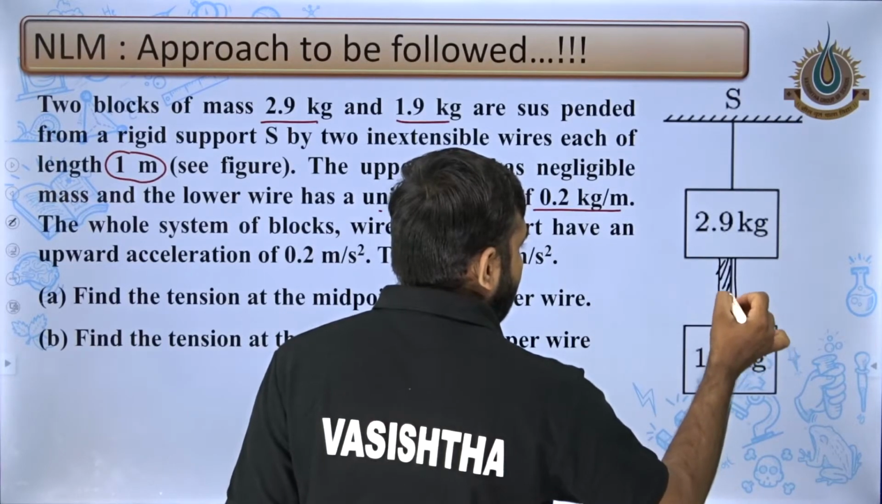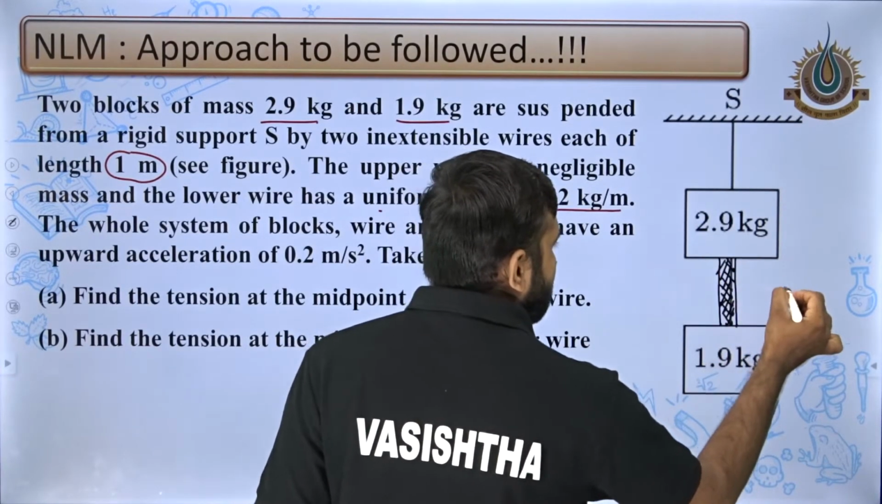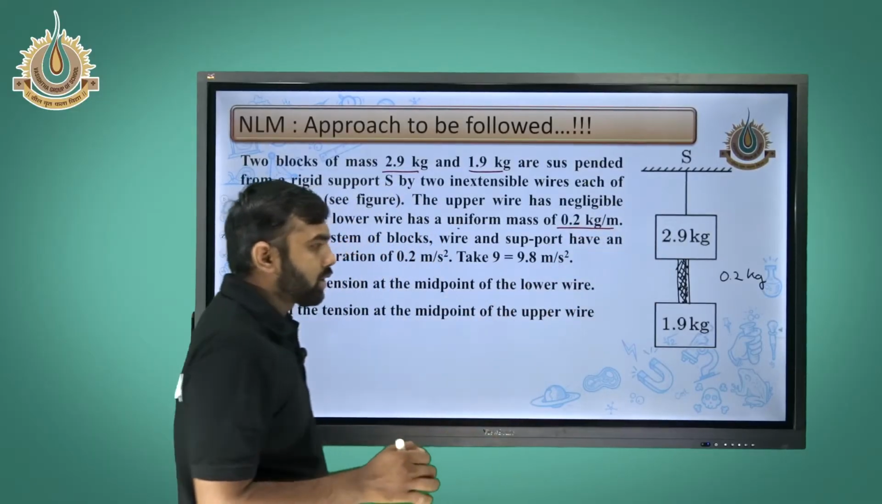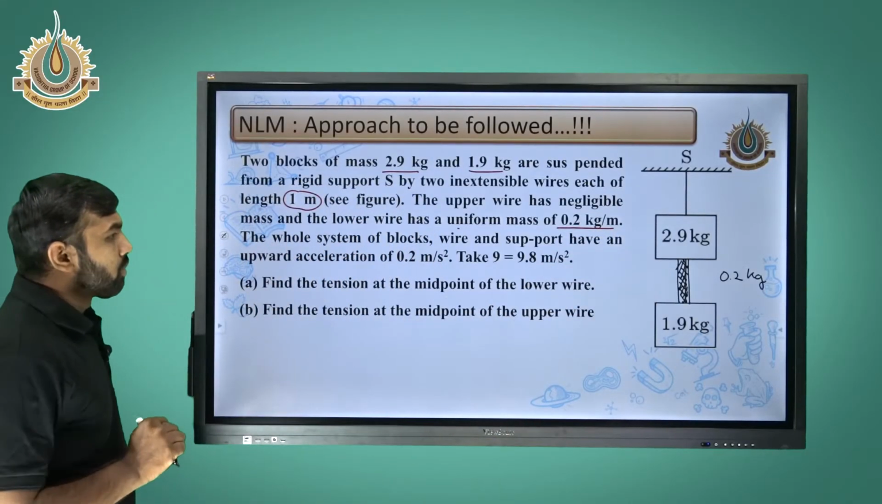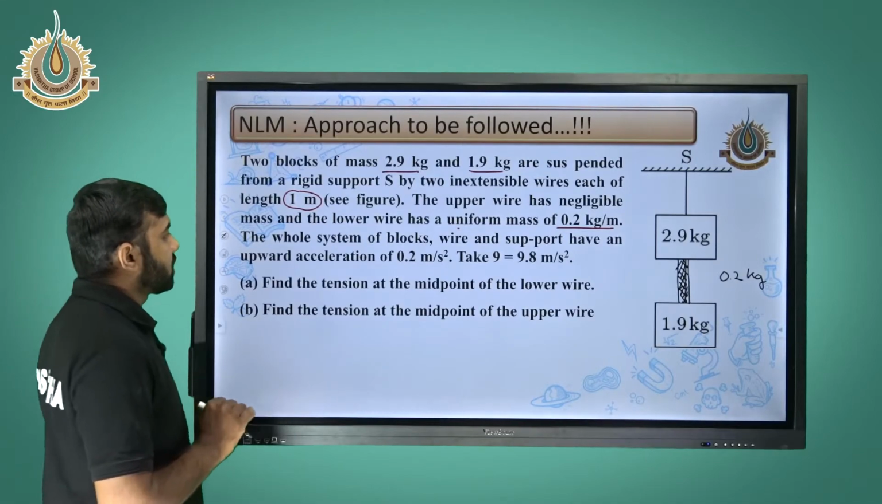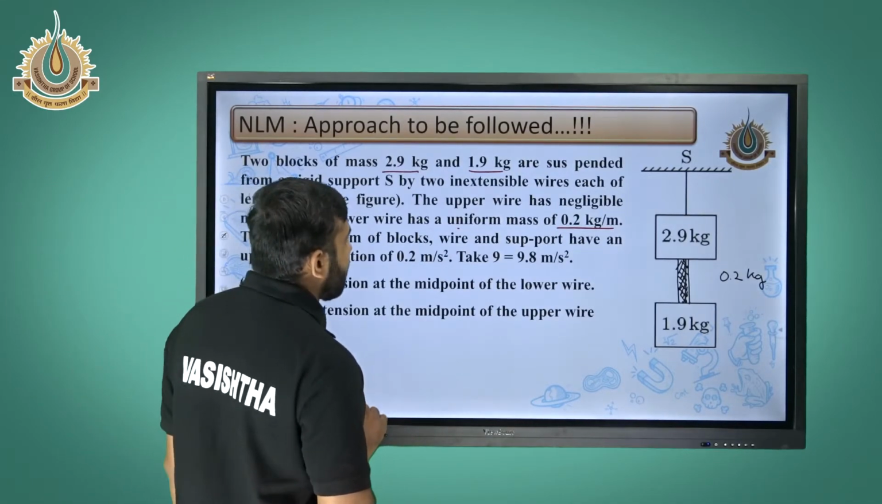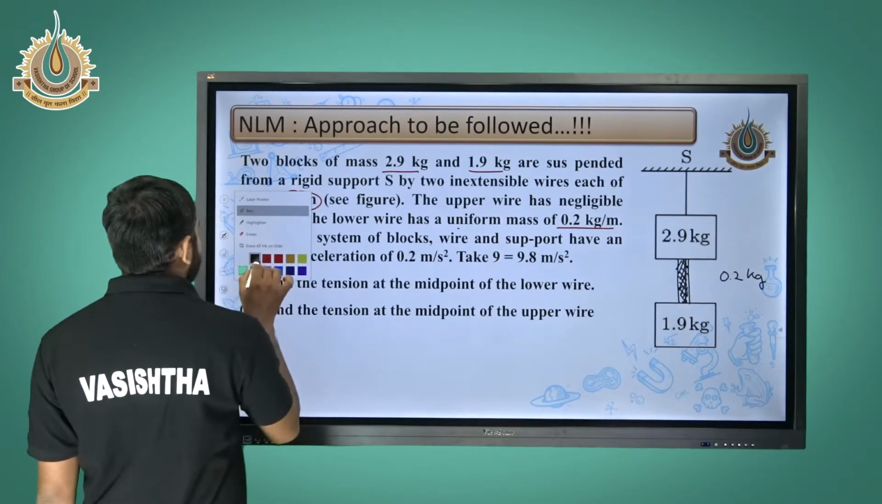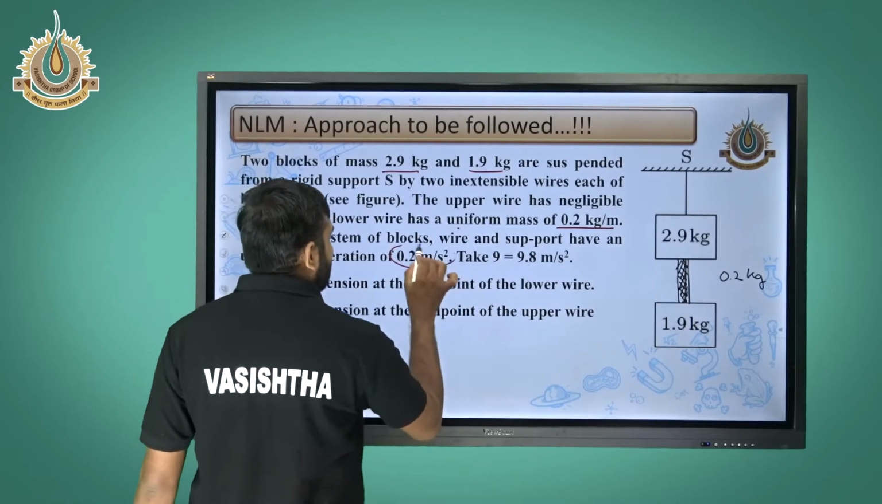So this wire has some mass itself, 0.2 kg per meter, and its length is 1 meter. So the total mass of the lower wire is what? 0.2 kg. Now the whole system of the block and the wire is supported and has an upward acceleration of 0.2 meter per second square. So this is the acceleration of this one.